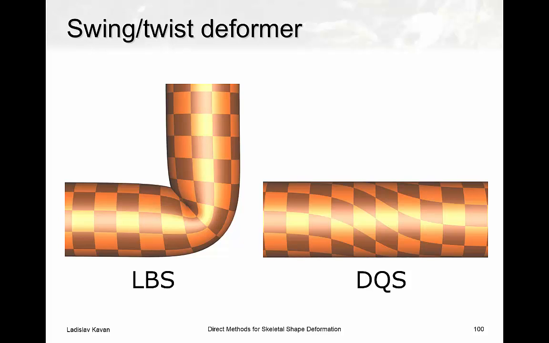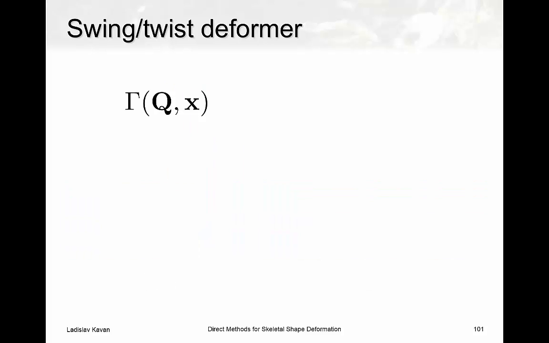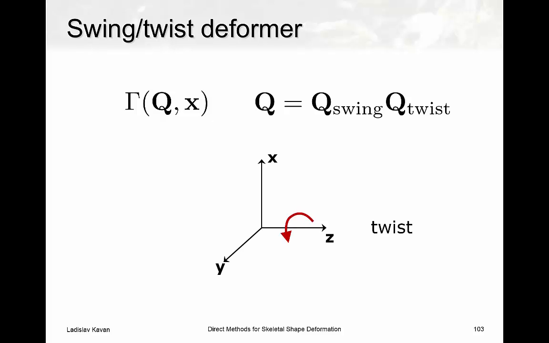The swing twist deformer does really well on both bending and twisting. And the idea is really simple. Again, it's a joint-based deformer, so it takes a rotation and a rest position. The first thing it does is decompose the rotation into swing and twist components. For convenience, the z-axis is aligned with the bone direction. The twist means rotation about the bone, about the z-axis. And the swing component is the rotation which changes the direction of the z-axis.